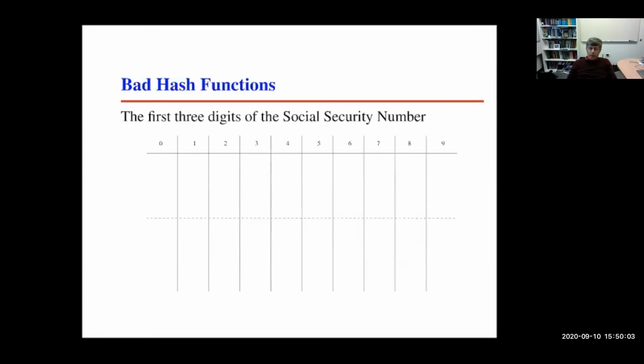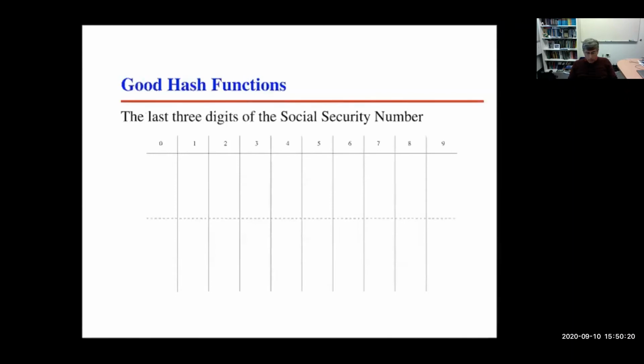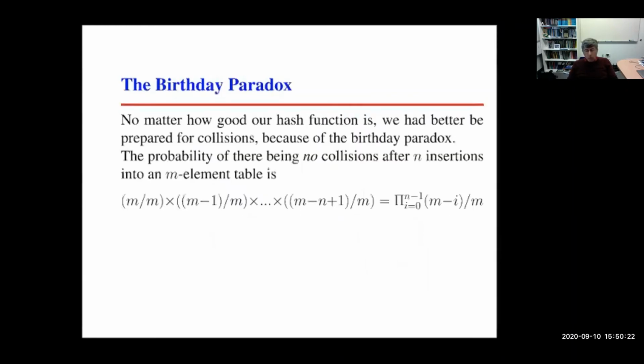Okay? The last digit would be good for a hash function because that's going to be unique. The first digit would not, because there's some kind of systematic reason why that's being given. A good hash function is one that is going to be essentially random, meaning it uses these values uniformly. Any questions?